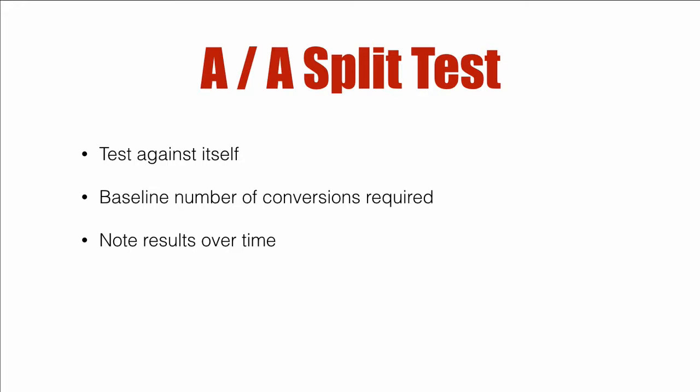So in other words, if you have an opt-in page or a pop-up, you simply clone it and then test that one version versus the exact same version. And the reason you might want to do this is to get a baseline number of conversions required so that you can call something statistically significant.